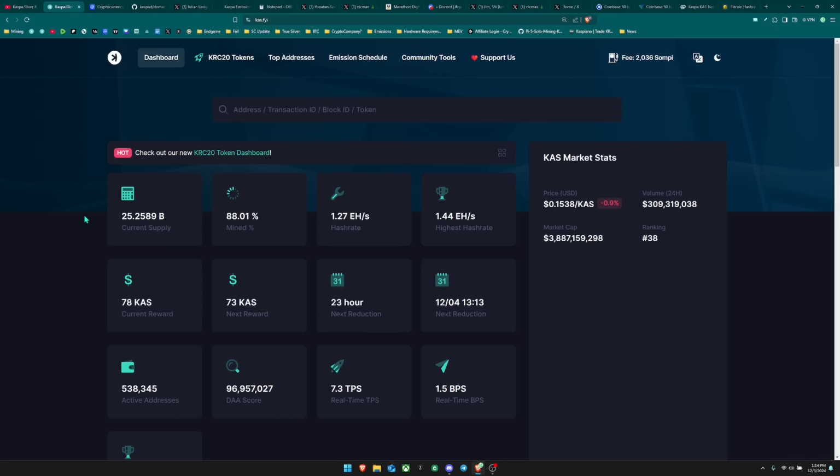So now Kaspa is at a point where we're approaching almost 90% of the supply being mined, and a lot of big players have still yet to make any moves on Kaspa. And this rapid emission schedule is basically forcing big players to make a decision, either ignore Kaspa or adopt Kaspa so that they don't miss out.